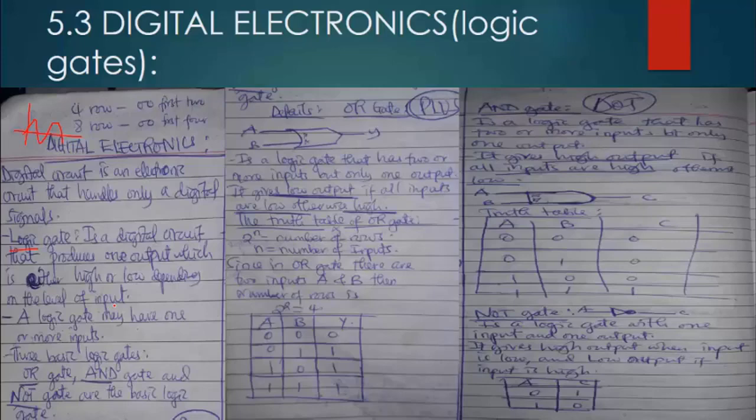So a logic gate may have one or more inputs, okay? And there are basically three types, basic. There are many types of logic gates, but basically there are three types of logic gates. There is OR gate, there is AND gate, and there is NOT gate, okay? And these are the basic gates.